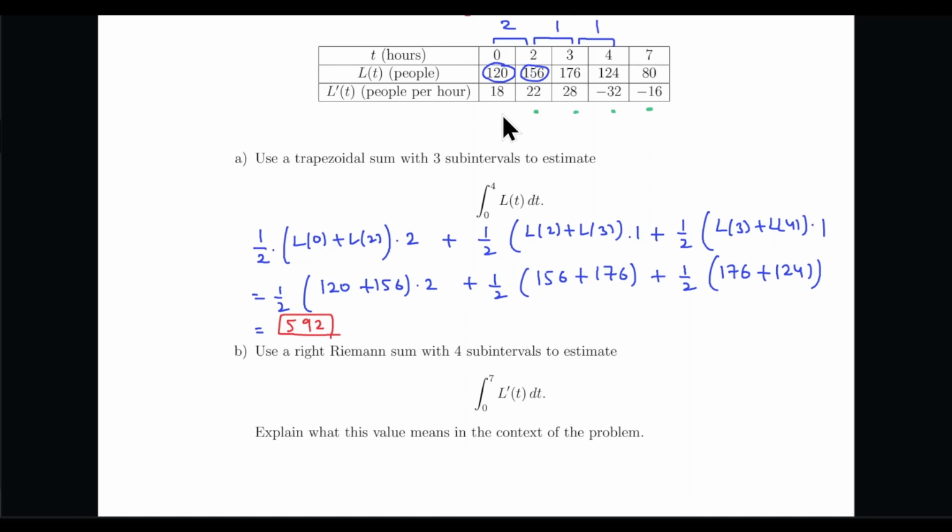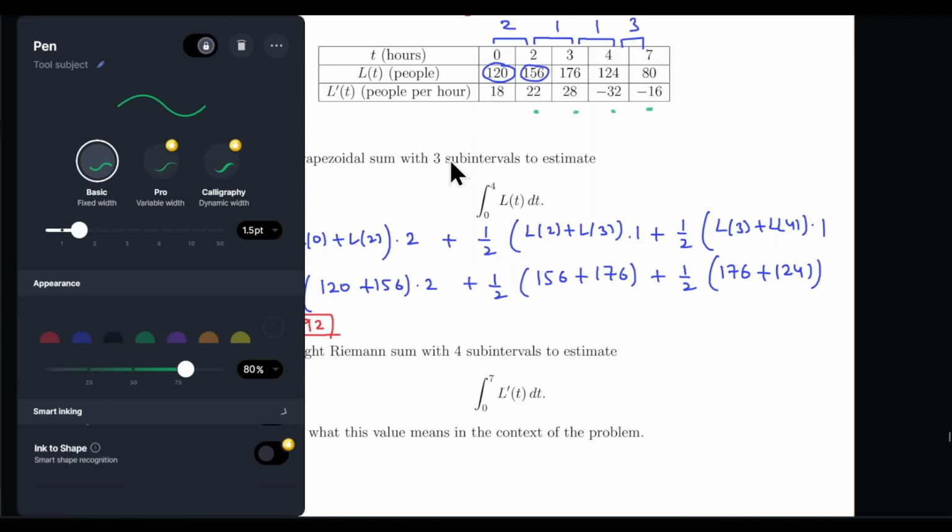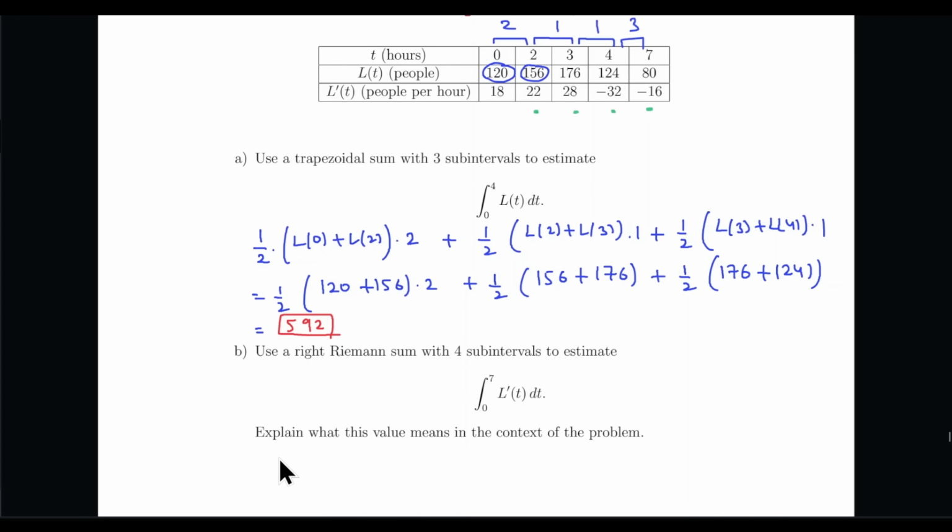So right-hand Riemann is basically, you know very well, the area of a rectangle, right? So the widths are already written over here. I'll just add the last width, which is 3 units. So the first width is 2 units multiplied by, sorry, not f of 2, L prime of 2. That's what we are looking for because this is L prime. Then it will be 1 unit times L prime of 3. Then we have 1 unit times L prime of 4, and then we have 3 units times L prime of 7. That's how it works.